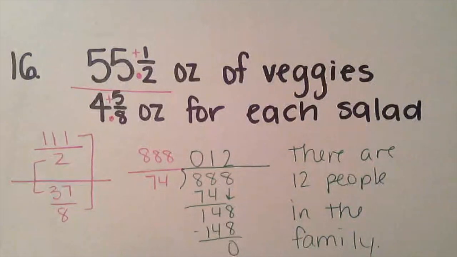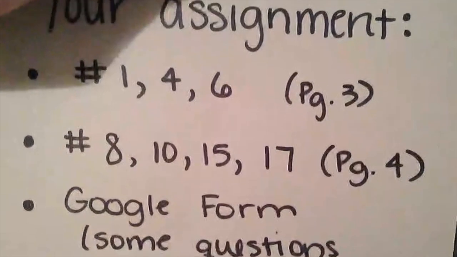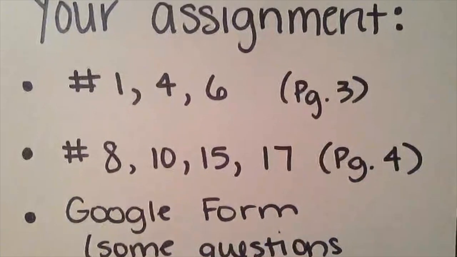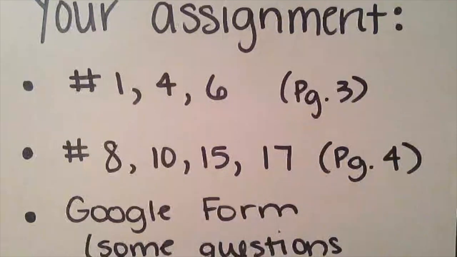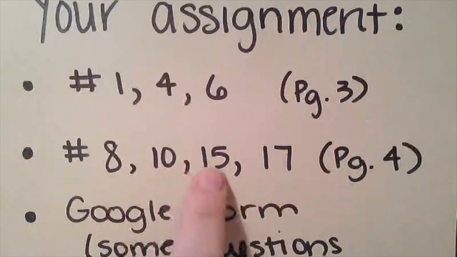Okay, so this is your really fast review of multiplication and division. Here is your assignment for tonight. I want you to do questions 1, 4, and 6 on page 3. Some of these are going to show up in the Google form. Same with page 4, you're going to do 8, 10, 15, 17.